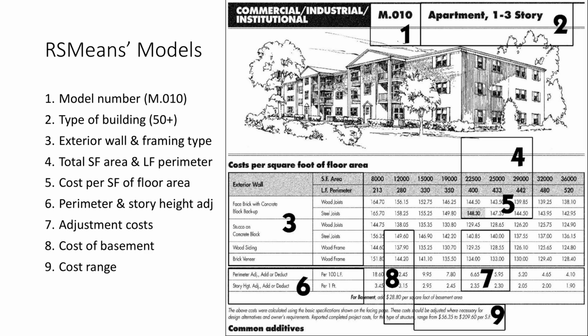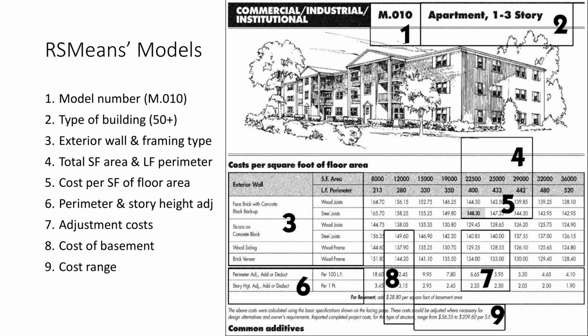Fifth, this is where we get a base cost per square foot of floor area. This number represents a typical project under typical conditions, not your project yet. Sixth, we apply perimeter and story height adjustments. Taller stories and longer perimeters generally increase cost, and Means provides standardized adders to reflect that. Seventh, additional adjustment costs allow us to refine the base model for known differences, but not unknown risks. Eighth, the model separately identifies the cost of a basement, recognizing that below-grade construction behaves differently than above-grade work.